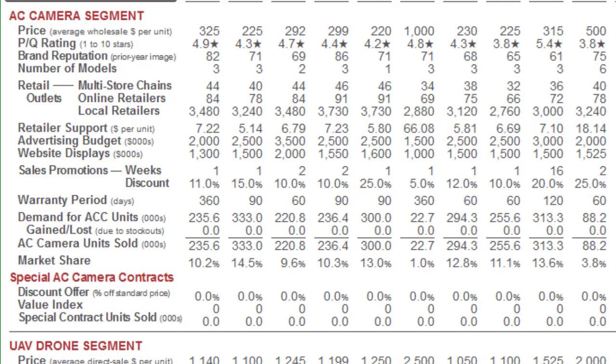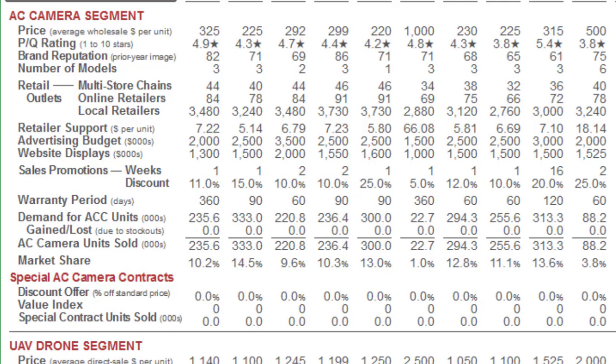Okay, and then if you look at Team I, who has PQ rating 5.4, they have 13.6 share, which is almost the largest. The largest actually goes to B. They're selling it a little bit cheaper, but the PQ rating is not as high. So that's what you all have to figure out.